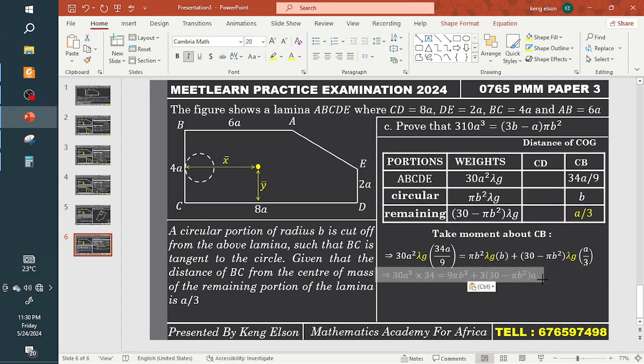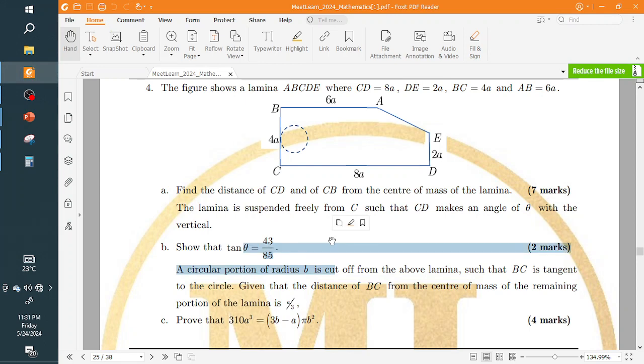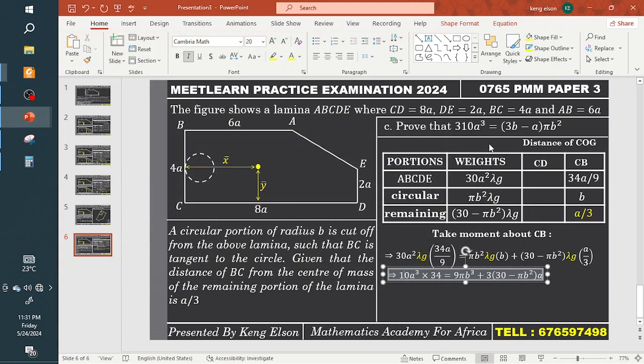Now, in my proof, I have 310 a cube. So let's try 30 times 34. Is something common? I think 3 is common, right? If I divide by 3, I have 10. Are you sure this proof is right? Let's go back and see if it's not 340. 310. Wow. Okay. If I divide by 3, I have 10. If I divide by 3, I have 3. If I divide by 3, I have nothing. Right. What next?